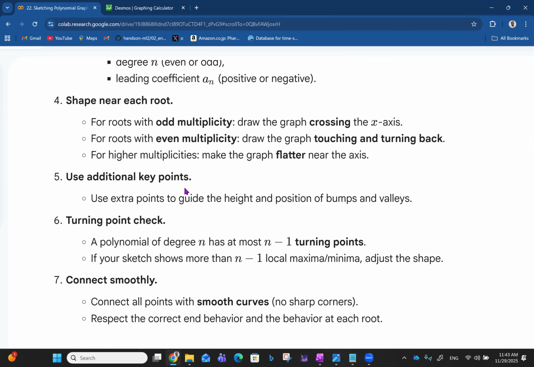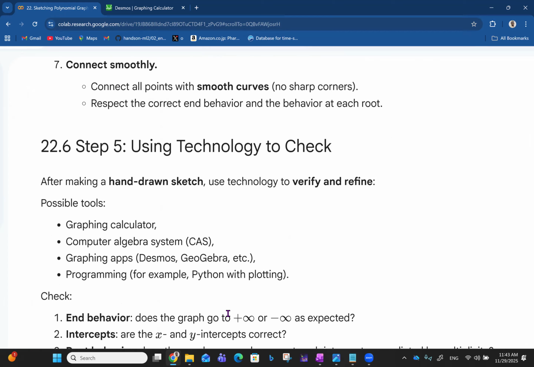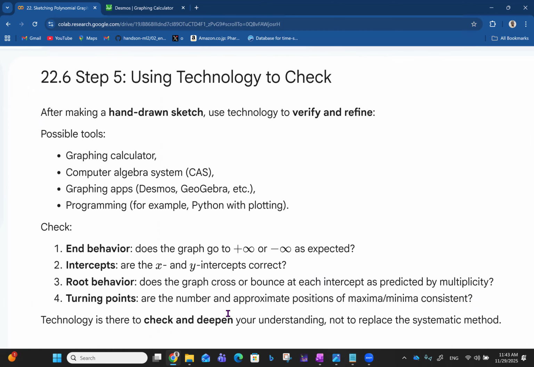Use additional key points. Use extra points to guide the height and position of bumps and valleys. Turning point check: a polynomial of degree n has at most n minus 1 turning points. So if your sketch shows more than n minus 1 local maxima or minima, adjust the shape. Then you can connect smoothly. Connect all points with smooth curves without sharp corners. Then respect the correct end behavior and behavior at each root, whether it's crossing or touching.